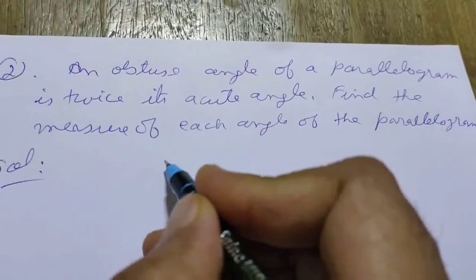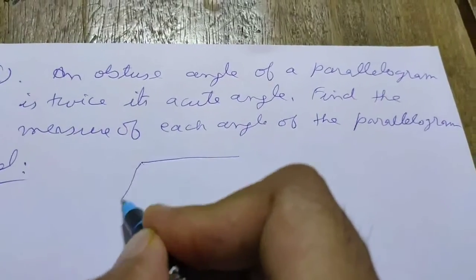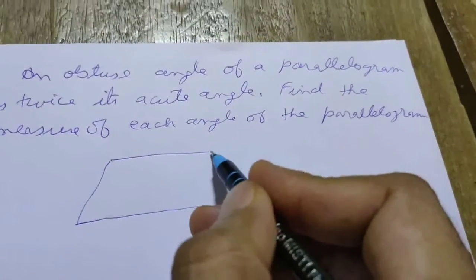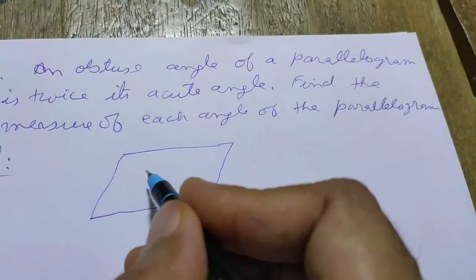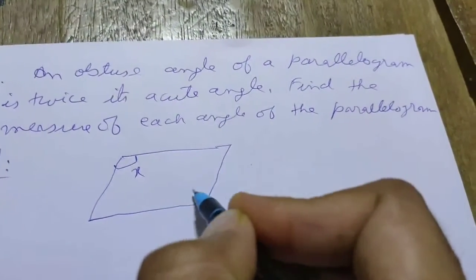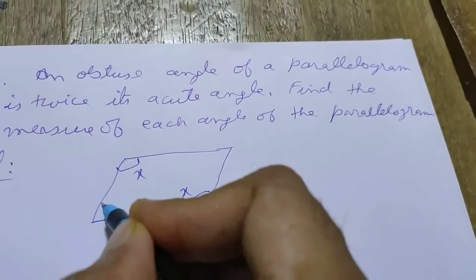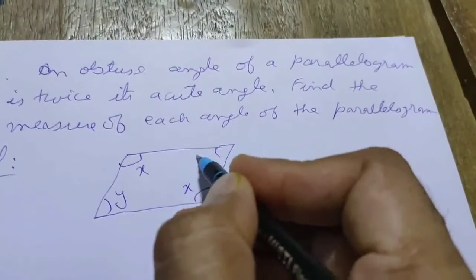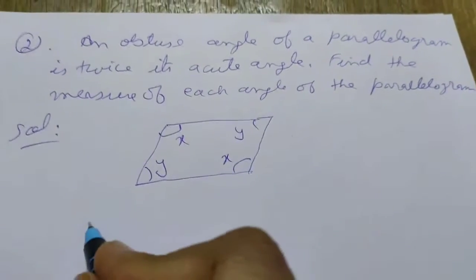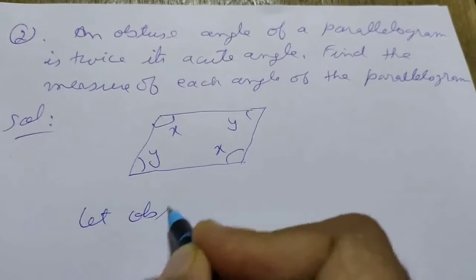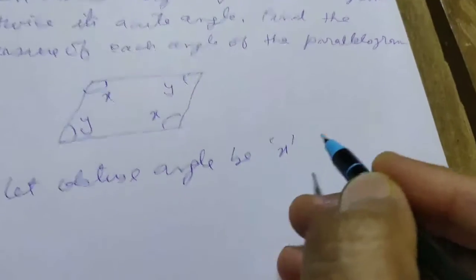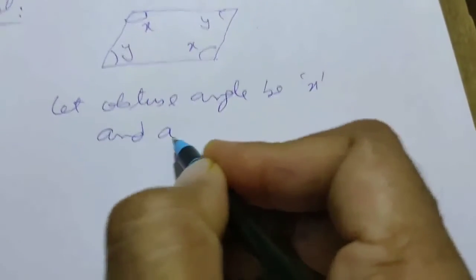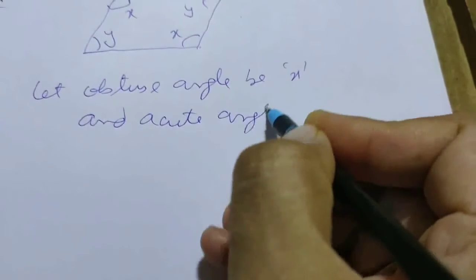Now for solving this one, let us draw a rough figure of a parallelogram. So this is a figure of a parallelogram. Suppose this is a parallelogram, and we know that in a parallelogram opposite angles are equal. So let the obtuse angle be x and the acute angle be y. Now let us write down this one. Let obtuse angle be x, and acute angle be y.